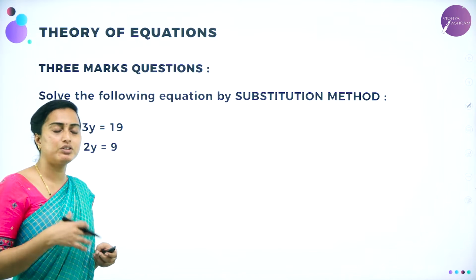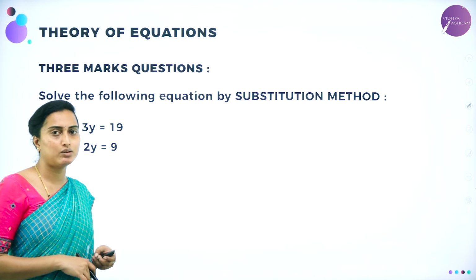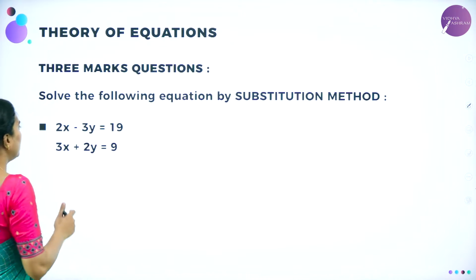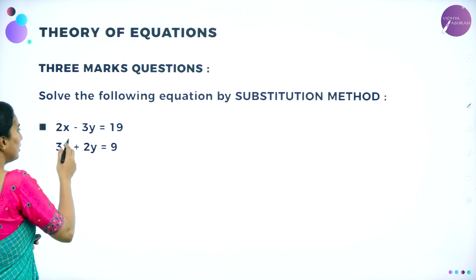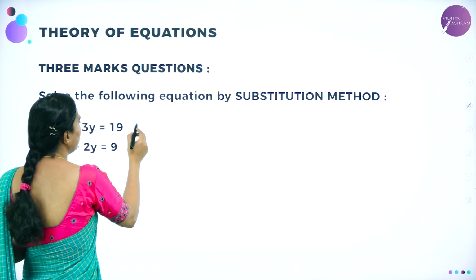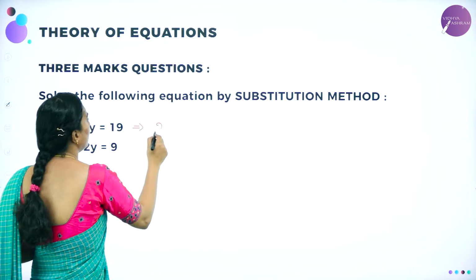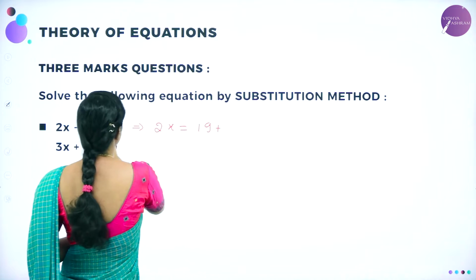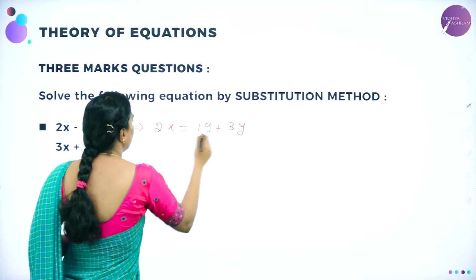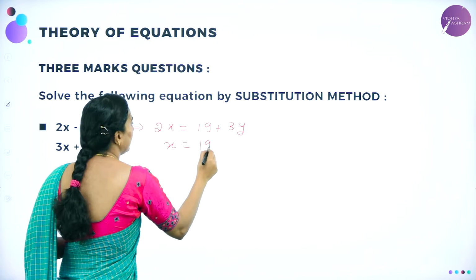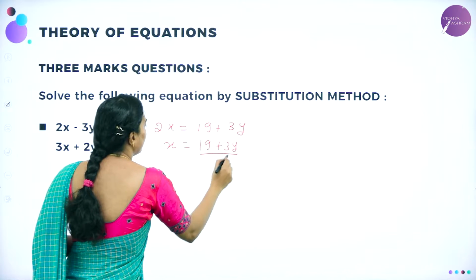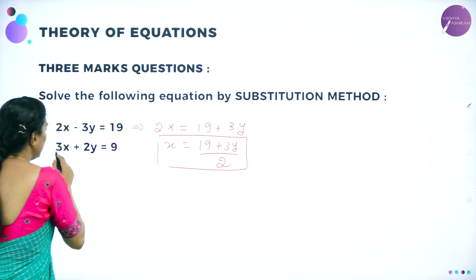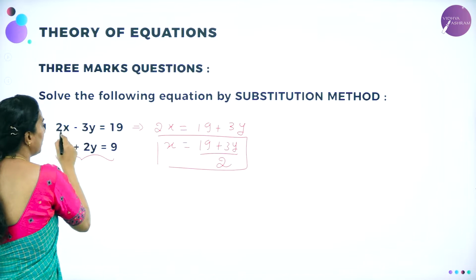Substitution method means you are going to substitute x in terms of y or y in terms of x by converting any one of the equations in terms of x or y. So here I am converting this equation in terms of x or y. So 2x will be equal to 19 plus 3y, taking 3y to this side. Now x will be equal to (19 plus 3y) divided by 2. Now substituting this x in this equation, because I have converted this equation.